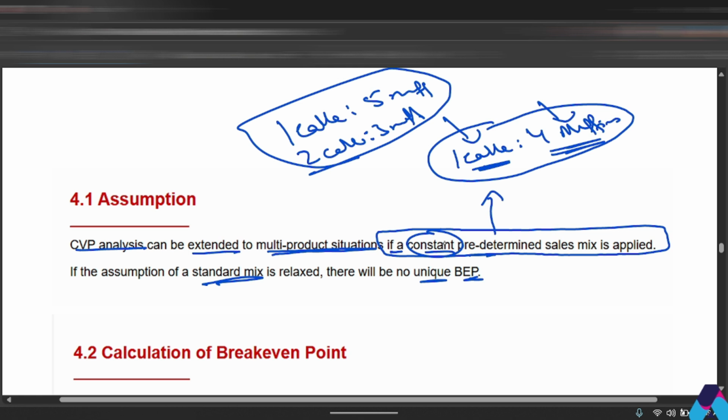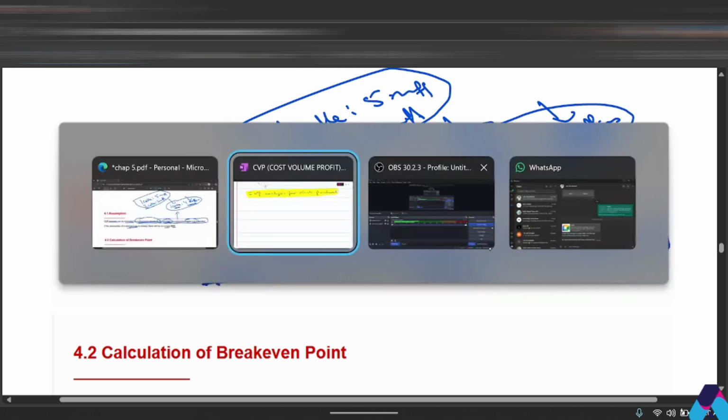So therefore, in this CVP analysis for multi-product situation, we'll be assuming that whatever has been given to us is being sold in a constant mix. Is that clear? This can come in the MCQs, that they can ask you what assumption is used in CVP analysis for multi-product situation. So the assumption is that we are selling at a constant predetermined sale mix. This is very important before starting the area.